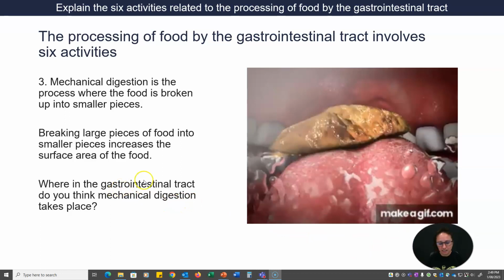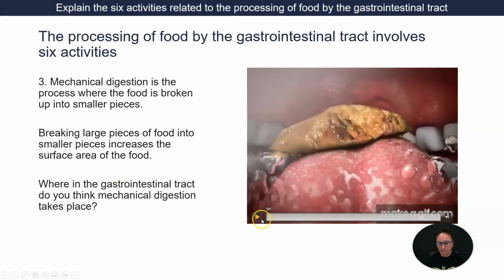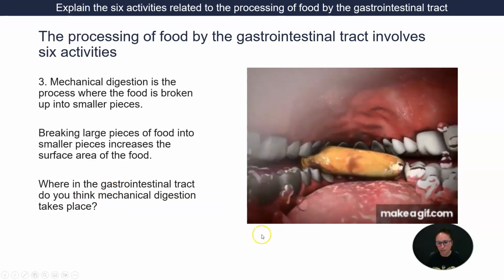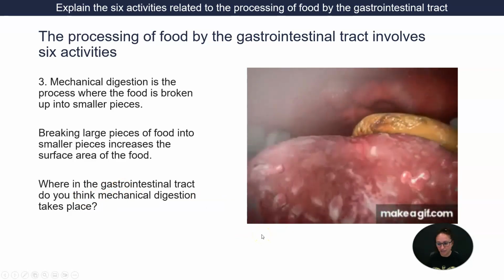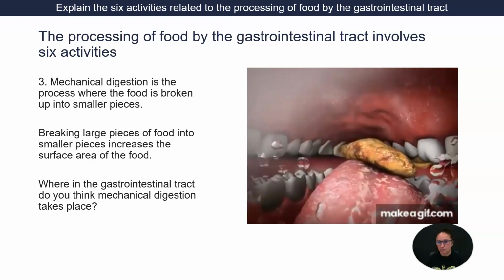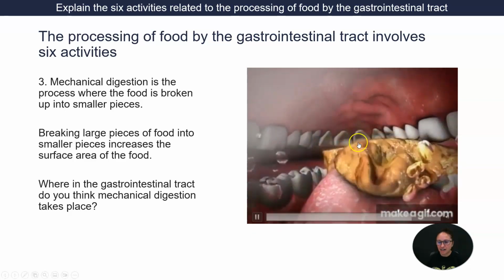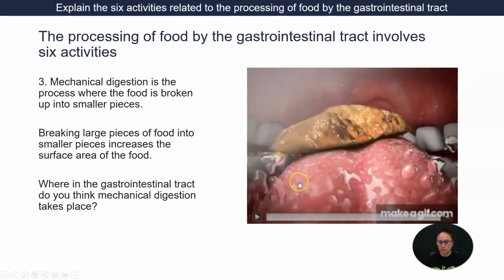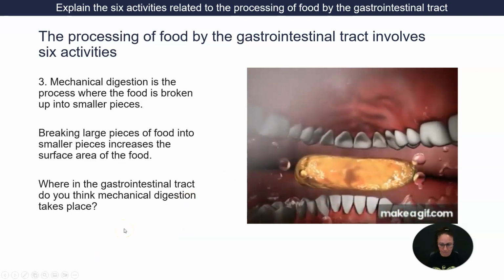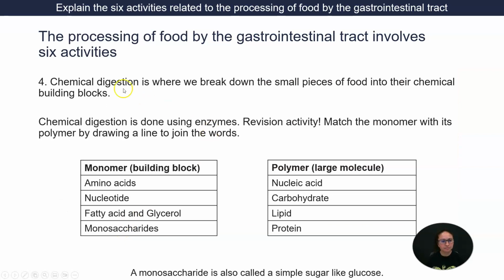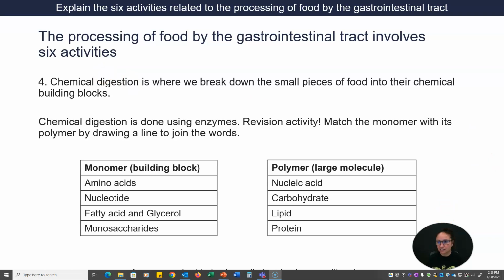So where do you think mechanical digestion takes place? Well, one of the places where it takes place is in your mouth. Yeah? So you push food around with your tongue. That thing at the top is your soft palate, okay? And we push it through and squish it and move it around and make sure it's in smaller pieces. Right. So we know what mechanical digestion is.